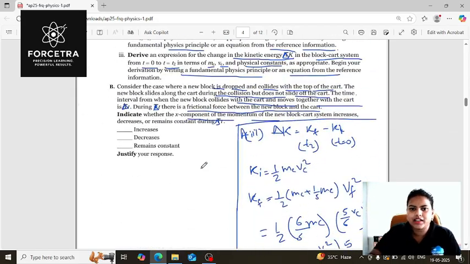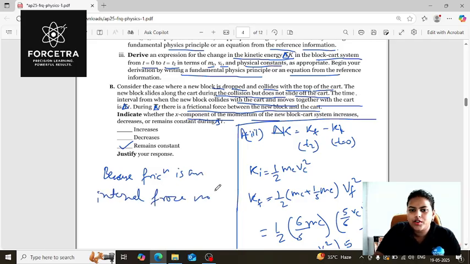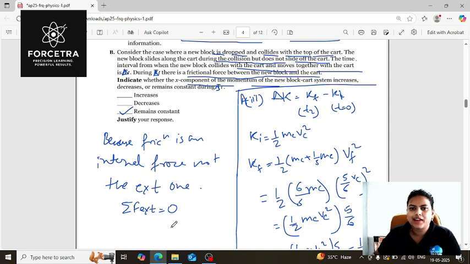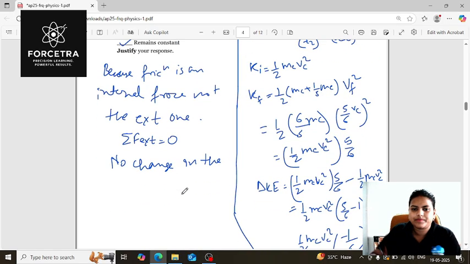I can write that there is no change, it would remain constant, because friction is an internal force, not an external one. So the net external force is 0 in this case. So that's why there is no change in the momentum.